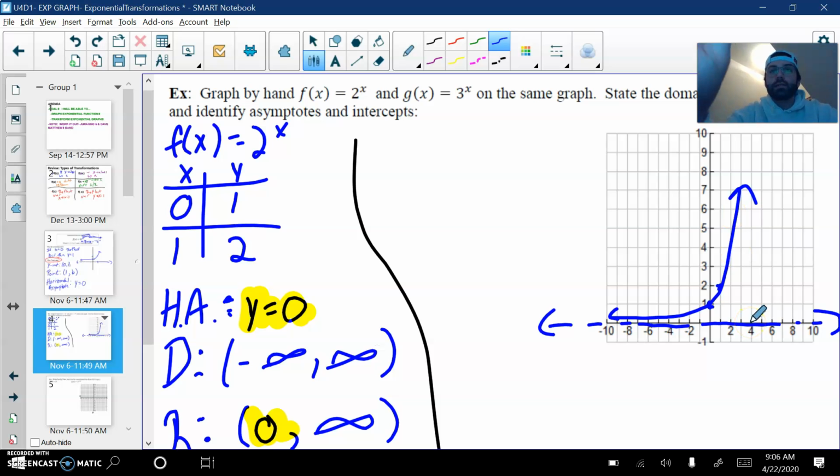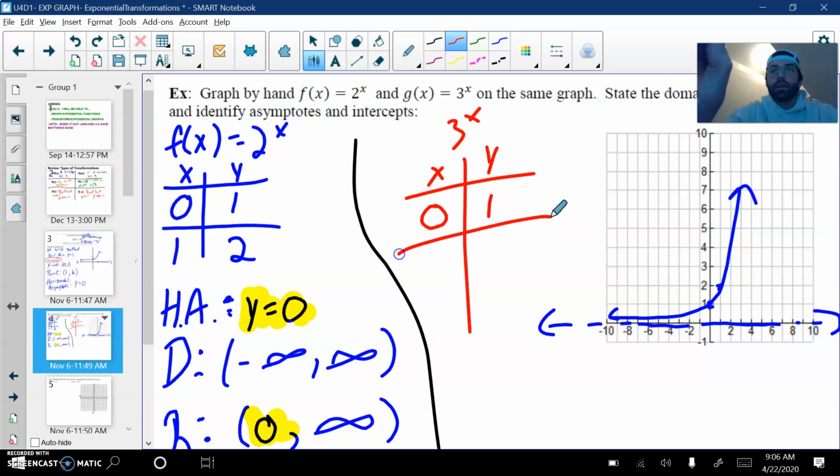Now let's do 3 to the x. I'm going to make it in red and graph that too. I have x and y. For 0, I get 1. If I plug in 1 now, I get 3. So (0, 1) is still a point, but (1, 3) is our next point. And there's obviously some overlap. That's going to increase quicker.